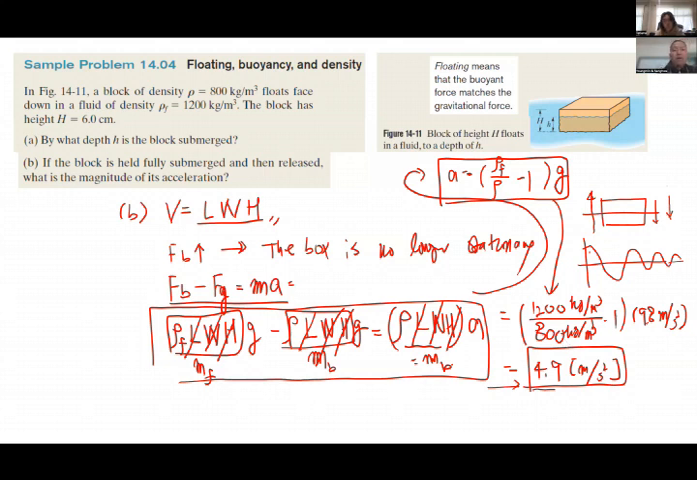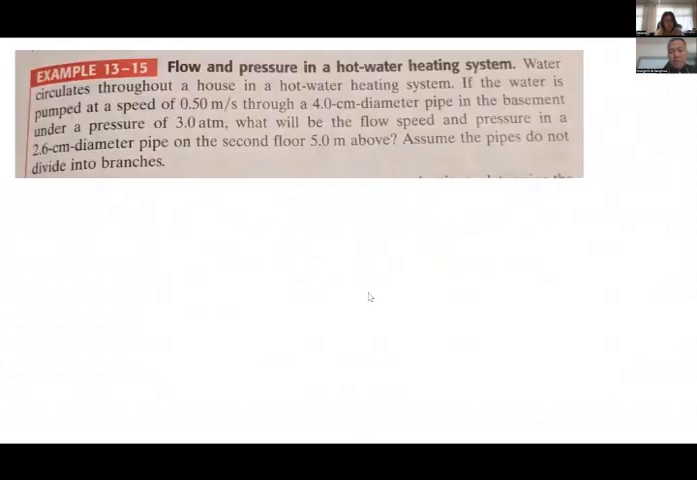Okay, but that's the first condition of the box in motion, based on breaking the balance between the buoyant force and the gravitational force. Do you have any questions? Not right now. Okay, let's move on to the next one then.